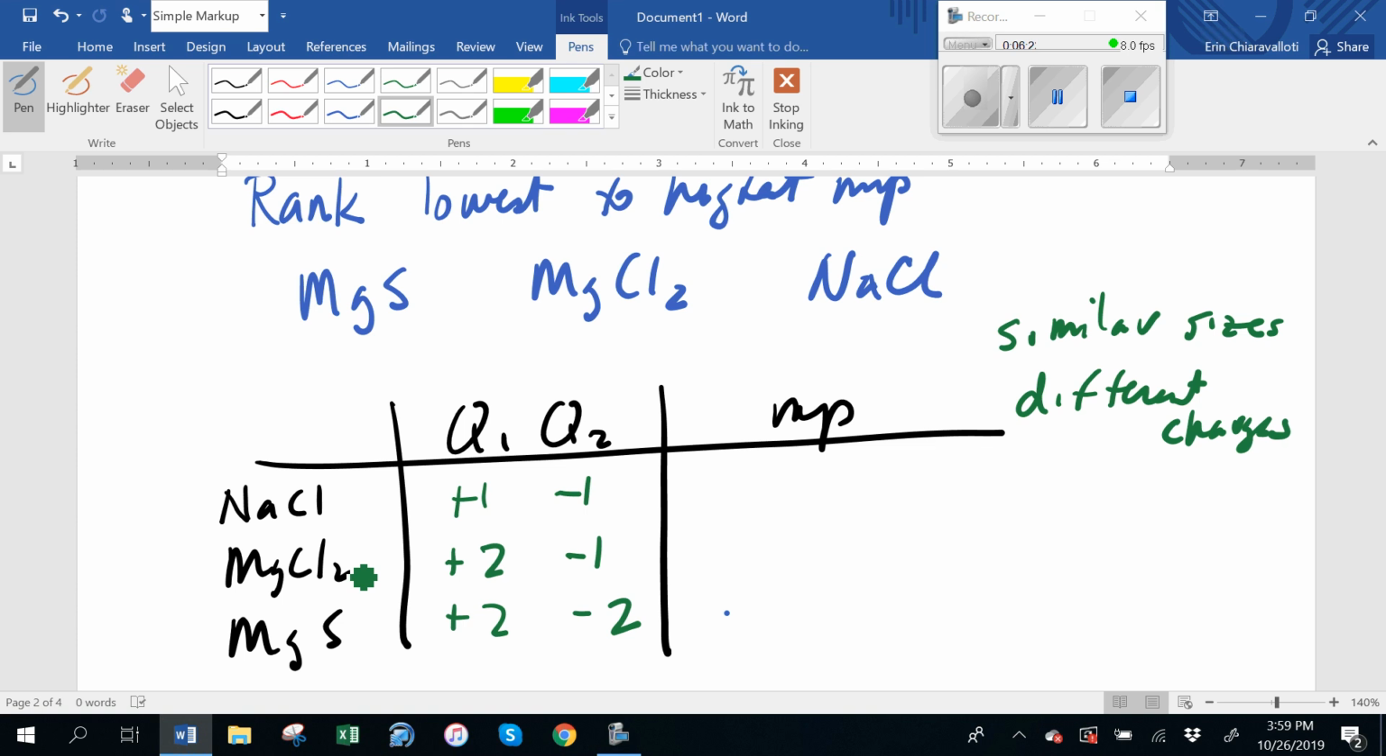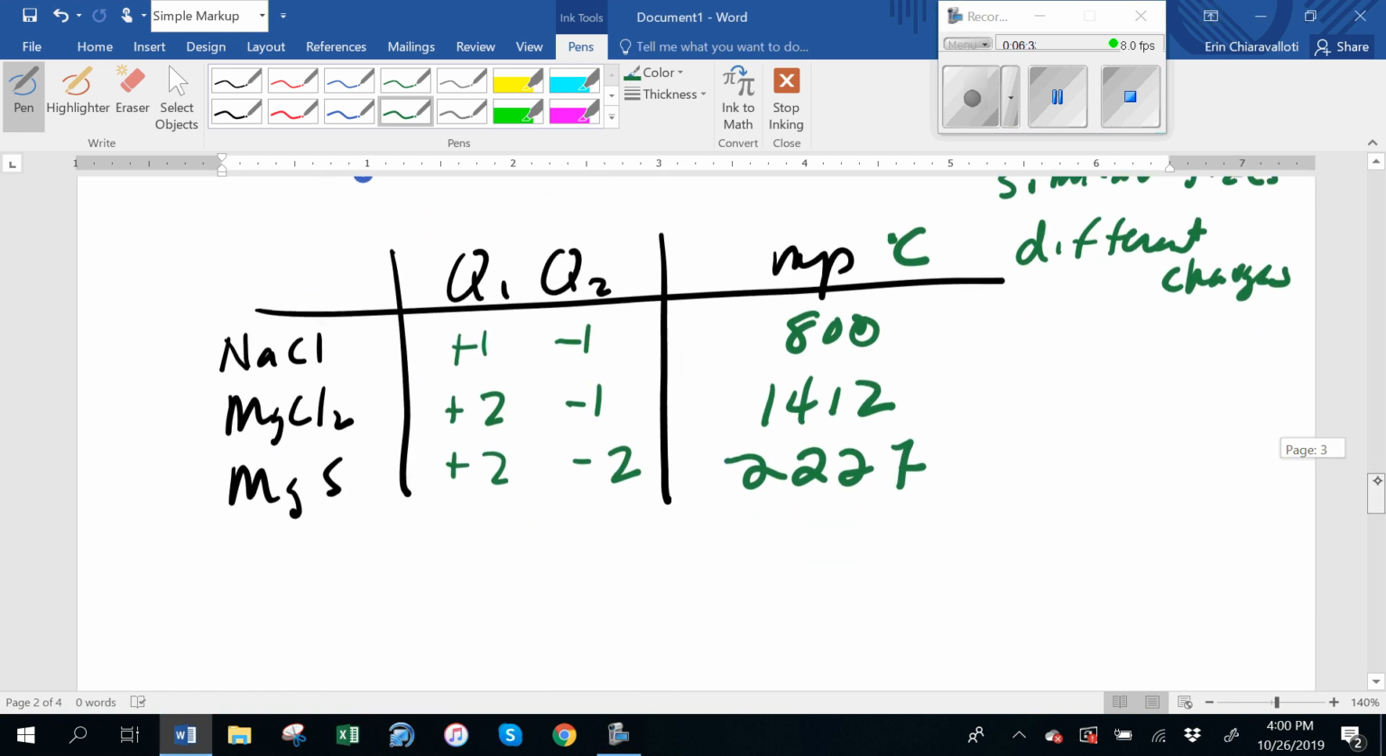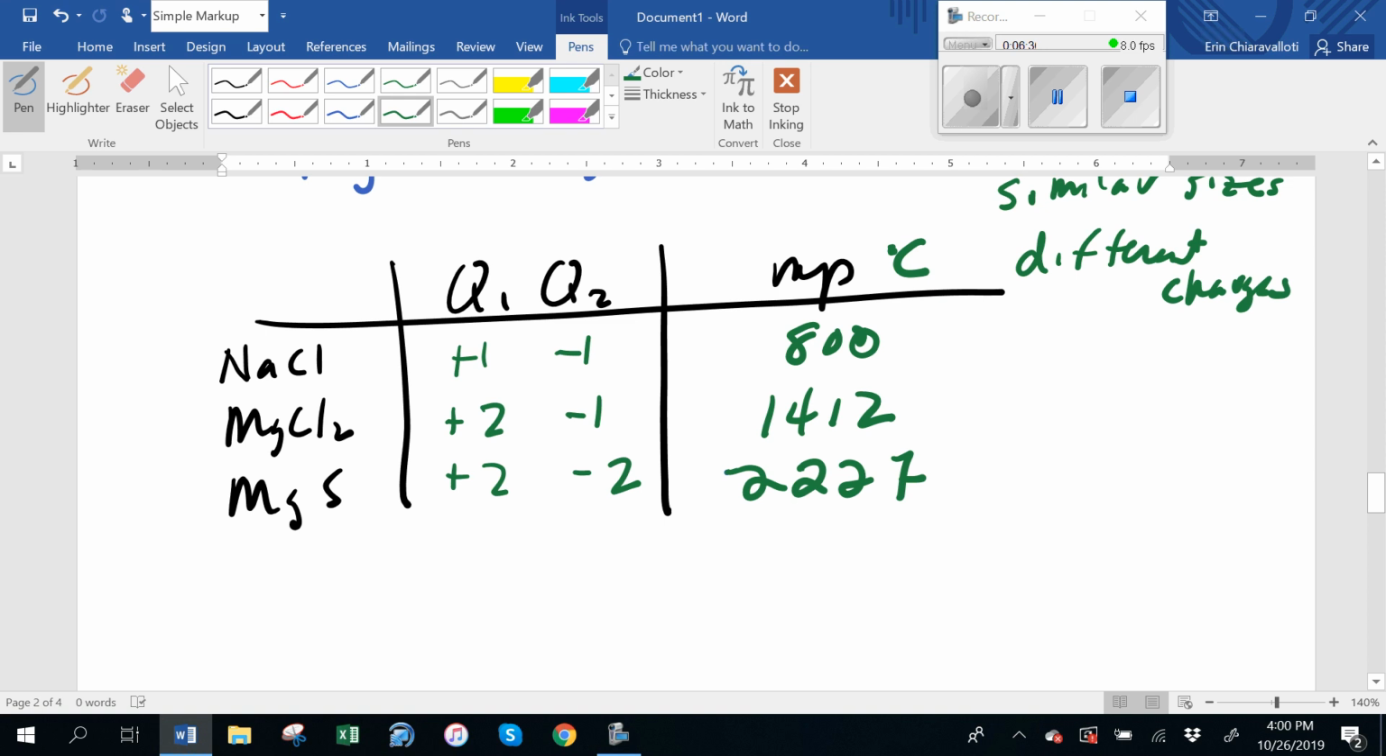So go ahead and rank those, and then I will write the melting points for us to compare and see how close you came. So when we look at the melting points that I looked up, don't expect you to know those, but you could do relative ranking. We find that sodium chloride, which has +1, -1, is 800 degrees Celsius. +2, -1 gives a larger attraction, 1412 degrees Celsius, and +2, -2 is 2227 degrees Celsius. So the charges really make a huge difference in terms of increasing that melting point when you increase the charge.